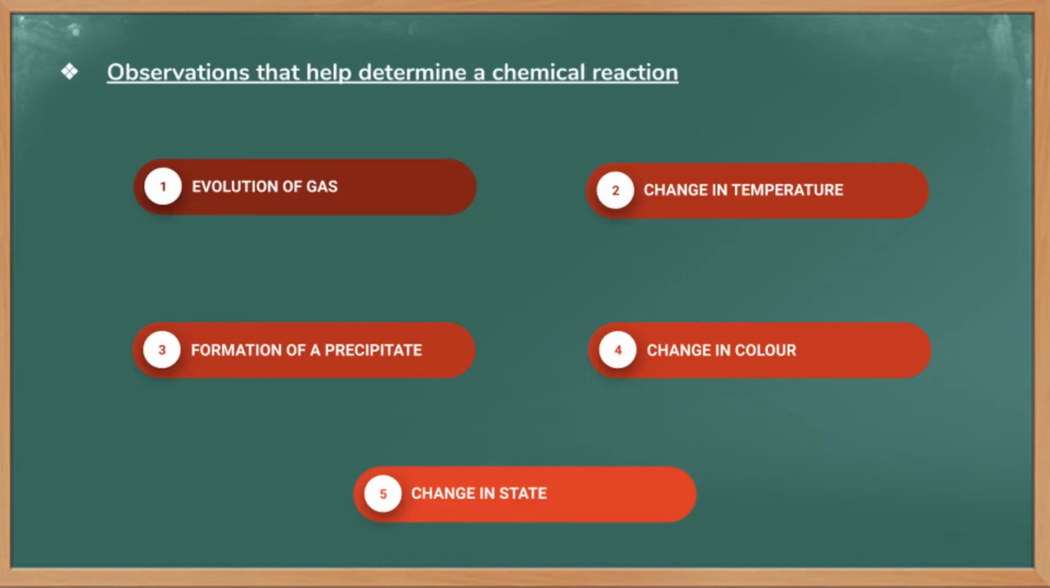There are certain observations which help to determine a chemical change. These 5 observations help us to differentiate a chemical change from a physical change. 1. Evolution or production of gas. 2. Change in temperature. 3. Formation of precipitate. 4. Change in color. 5. Change in state. But remember that only change of state might not be a chemical change, so we have to look for other observations too if such a case arises.